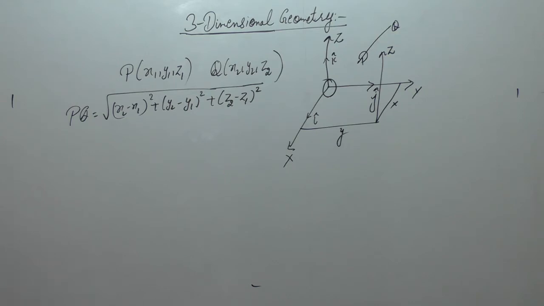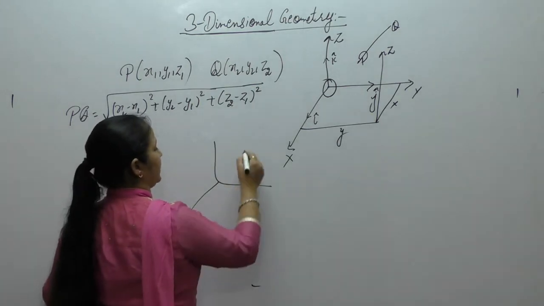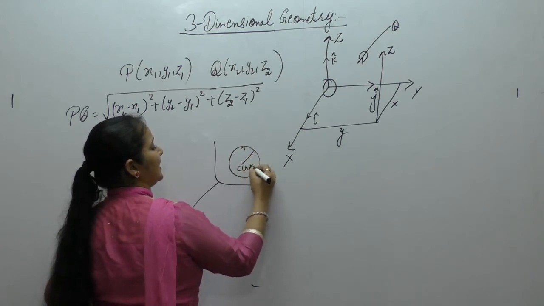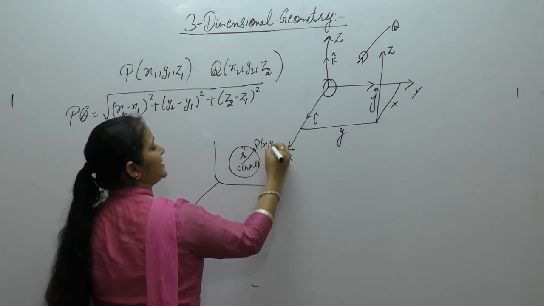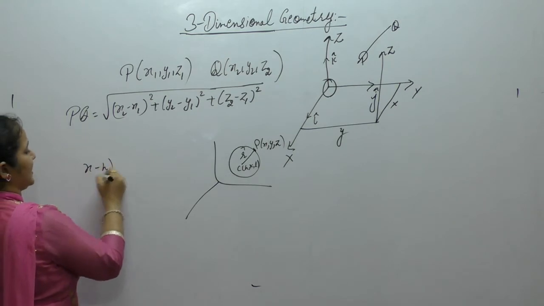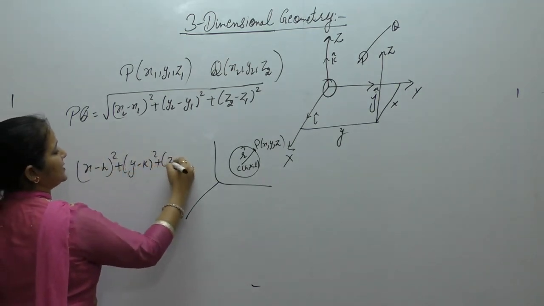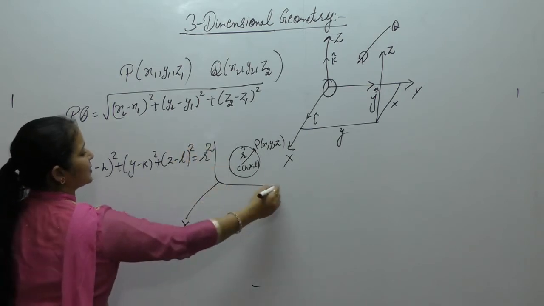Now next, if we want to find the equation of a sphere whose center is (h, k, l) having radius r and coordinates of a point on it are x, y, z, then the equation of the sphere is (x minus h) square plus (y minus k) square plus (z minus l) square is equal to r square in three dimensions x, y and z.